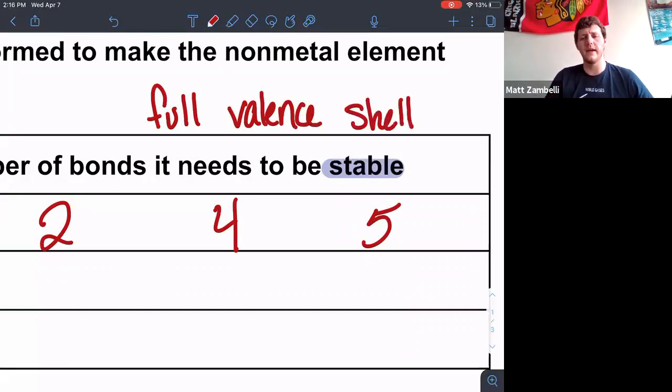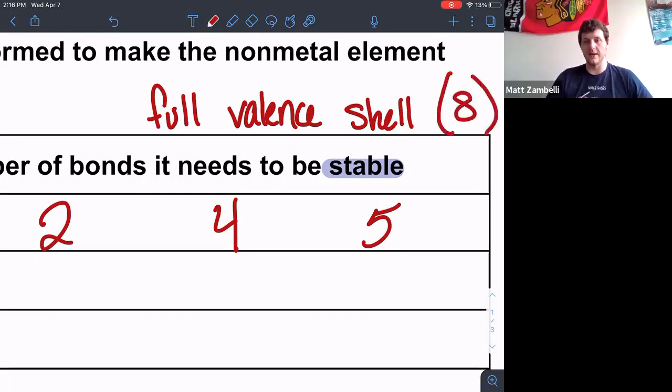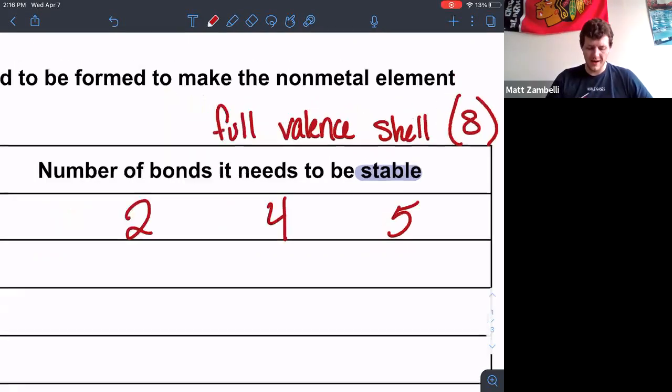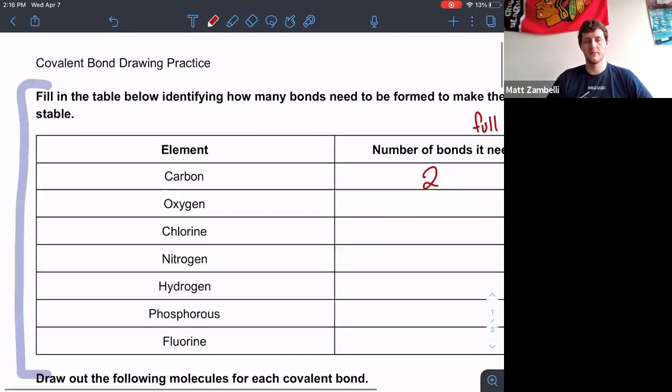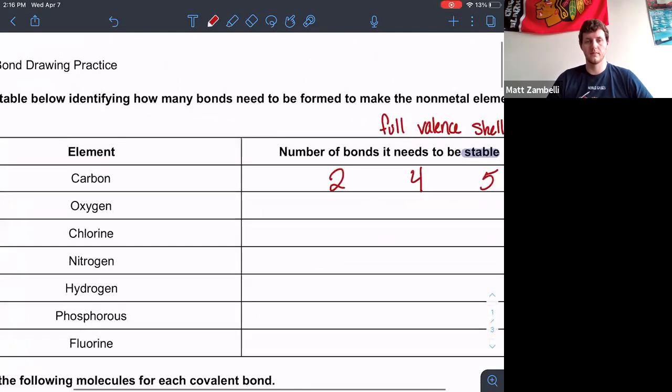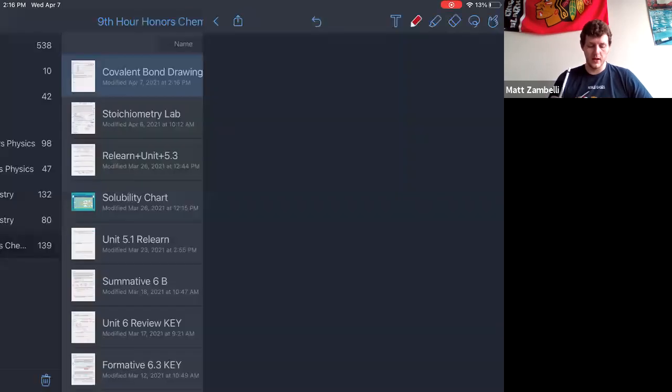All right, if we want a full valence shell, how many valence electrons do we want? 8. Awesome. So we want 8 valence electrons. How many does carbon have? We have 1, 2, 3, 4, 5, 6, 7, or 8. We're close. We're close on that 6.